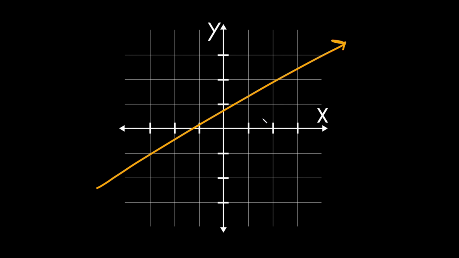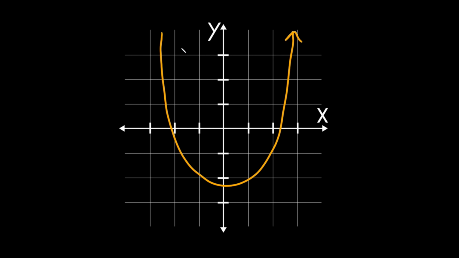Okay, let's try just a few more here. What if we had a parabola? Is this a one-to-one function? Well, as you can see, it fails the horizontal line test, because we can draw this horizontal line and it's going to hit this parabola at two places. So this parabola is not a one-to-one function, so it does not have an inverse.